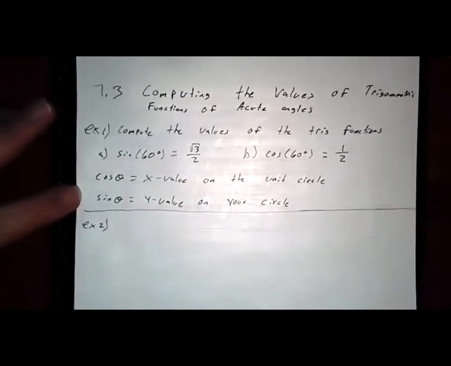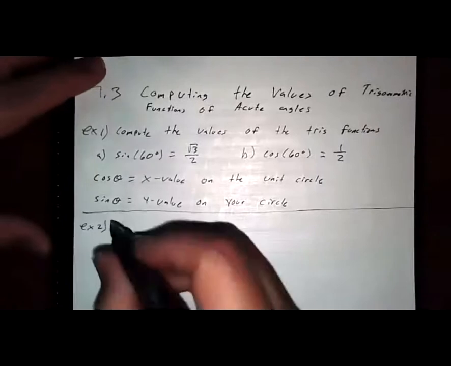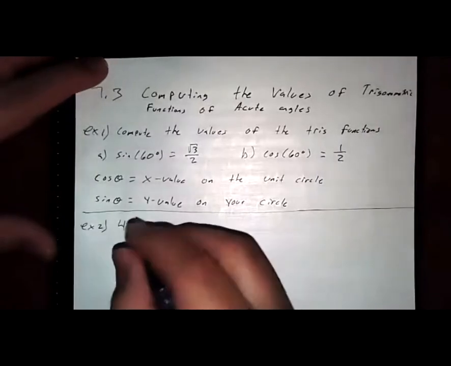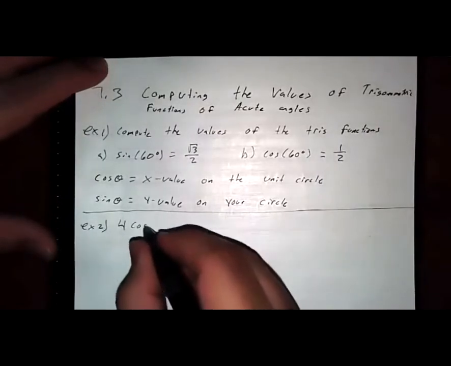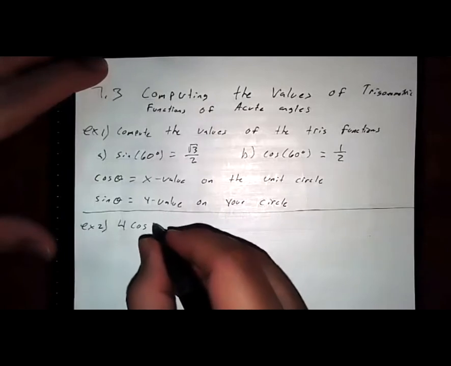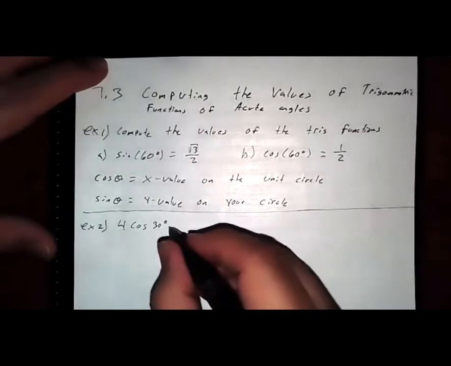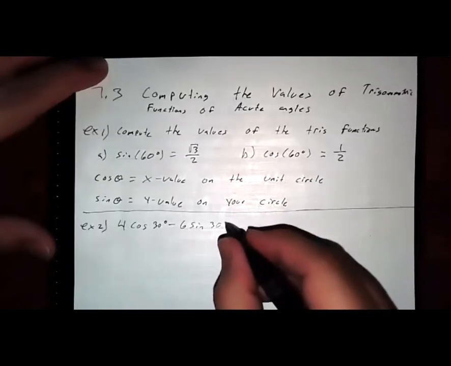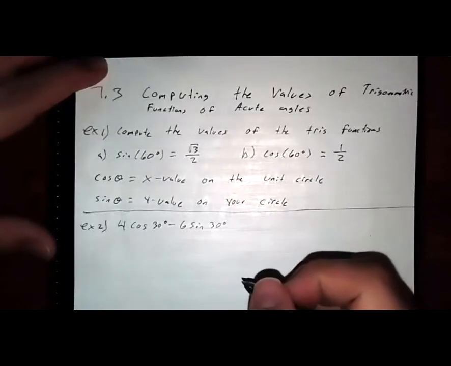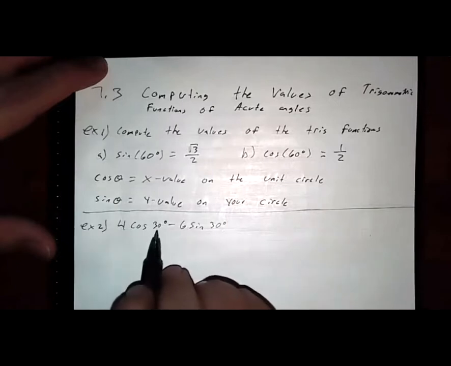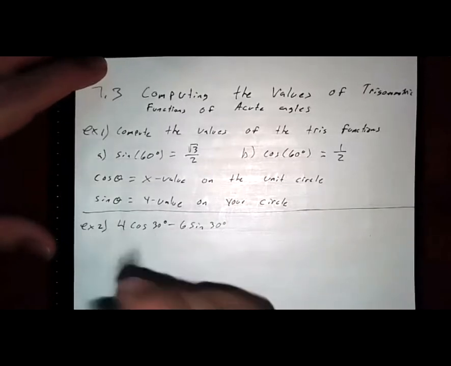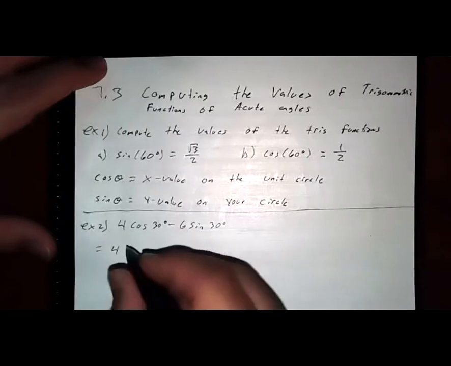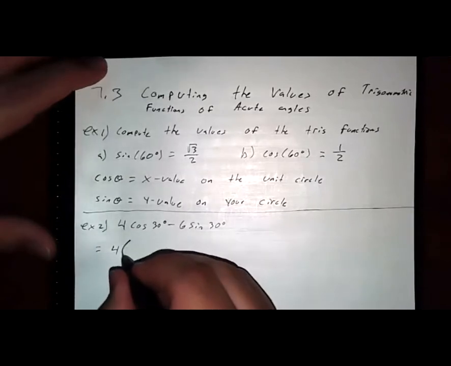Okay, so then they'll make it a little bit harder, but it's really the same deal. They'll just add some numbers like this. Let's say 4 cosine of 30 degrees minus 6 sine of 30 degrees. So looking at your circle, what is cosine 30? The 4 will stay there, so I'm going to just put parentheses.